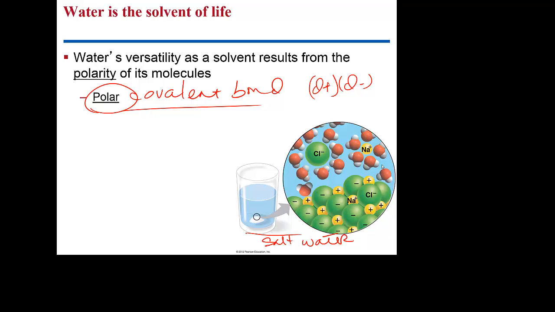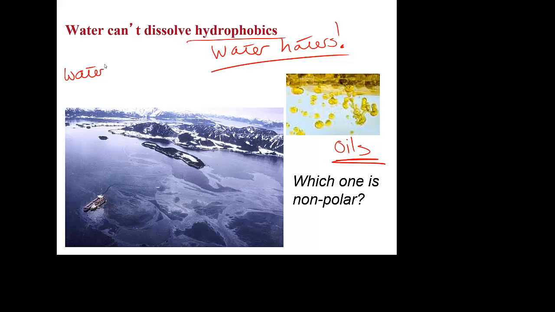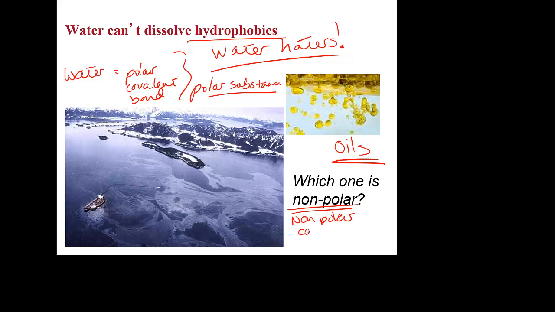Now, not everything will behave with water like this. We've talked about the idea that hydrophobics are water haters. So things like oils. Okay. Now, we said before that water is a polar covalent bond, right? This means that water is a polar substance. So nonpolar means that you have a nonpolar covalent bond, and a nonpolar covalent bond gives you things that would be hydrophobic, things that don't like water, and in this case, oil, right? So oil floating at the surface, oil like in your salad dressing.